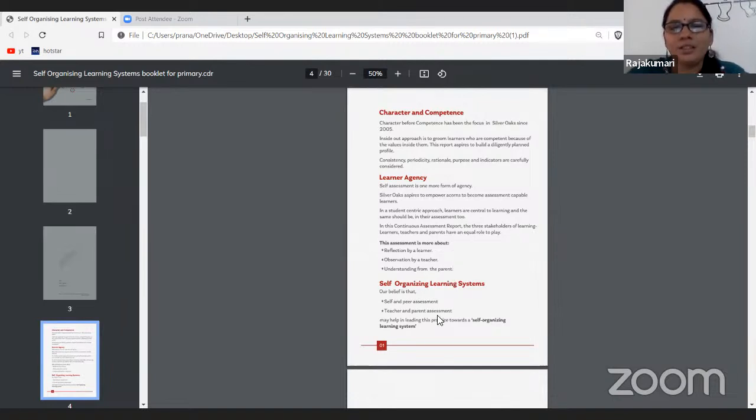Okay. Now, what is this self-organizing learning system? Our belief is that self and peer assessment, teacher and parent assessment may help in leading this practice towards a self-organizing learning system. So I hope by now you all understood self-organizing learning system is nothing but I am able to assess myself, from my friend, by the teacher, and also by parent. How am I going to build myself? How am I going to organize myself, and how am I going to organize my learning system is all about SOLS, which is self-organizing learning system.